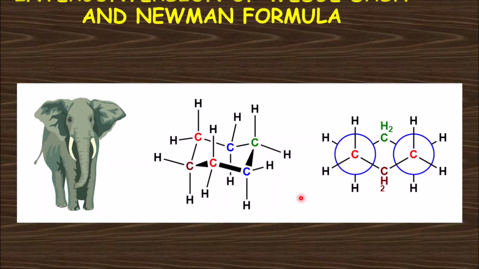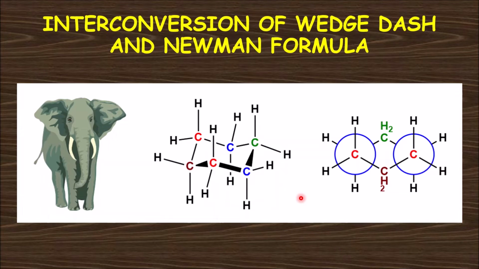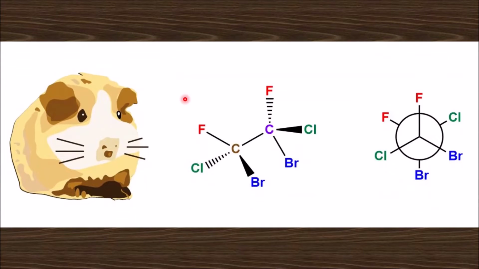So in today's video we are going to study the interconversion of wedge-dash projection formula to Newman projection formula and Newman projection formula back to wedge-dash projection formula. So let us first see how we do this conversion in a 2-carbon molecule, that is, an ethane derivative.